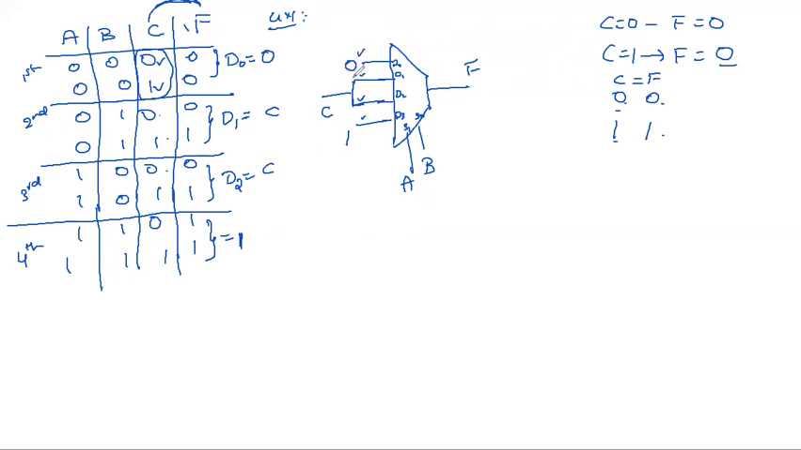Okay. This is the 4 by 1 multiplexer output. 0, C, C, 1. For D1 and D2 we have C only, so I am clubbing them here.